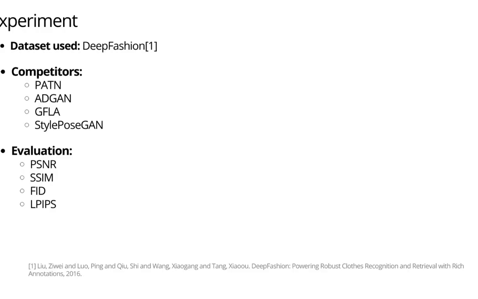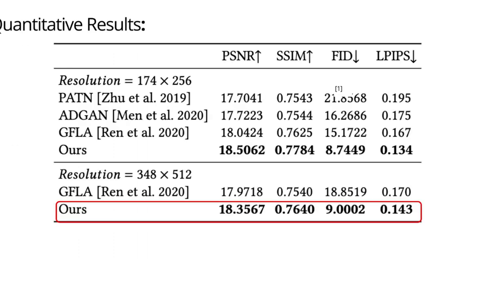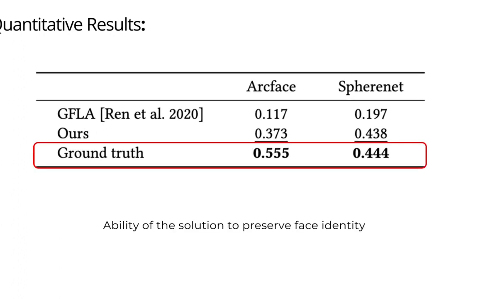For evaluation, the authors used the DeepFashion dataset. The authors evaluated the proposed method with different baselines. They evaluated quantitatively using four evaluation metrics. The method which we used surpasses previously proposed approaches. Please refer to the original paper for more details. Our used method was able to better retain the face identity when compared with ground truth and GFLA. Please refer to the original paper for more.